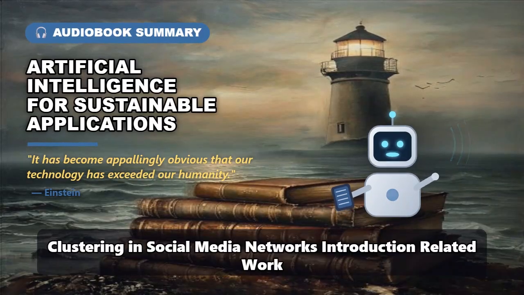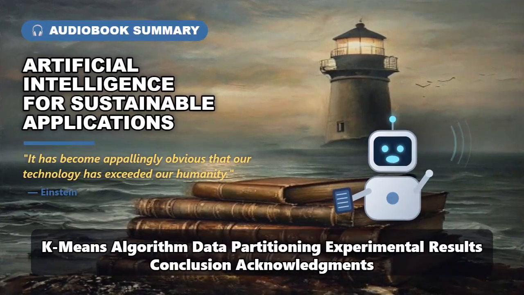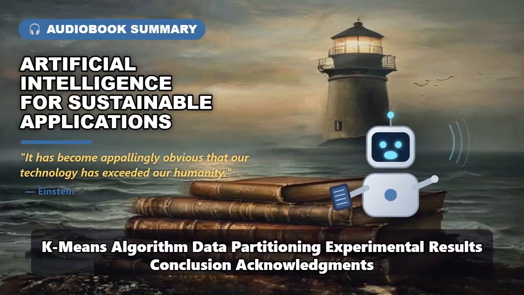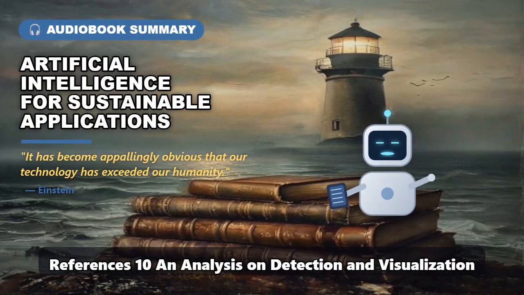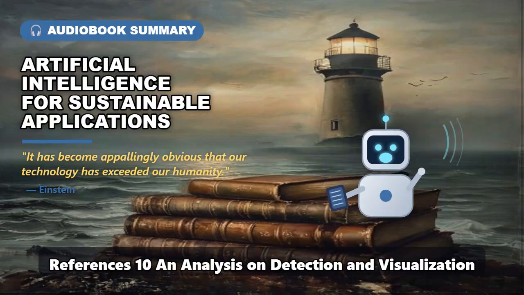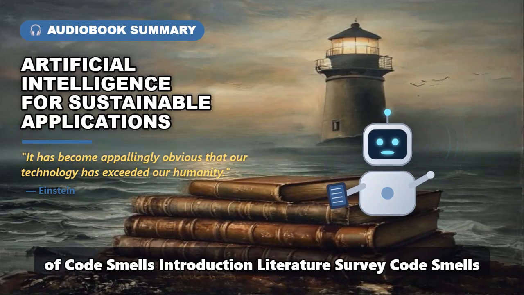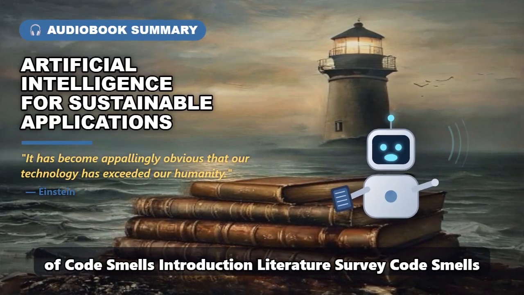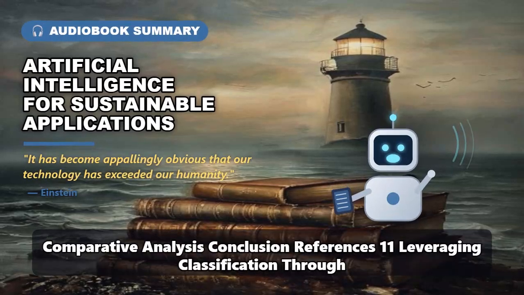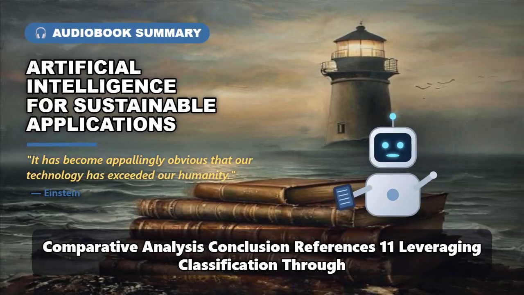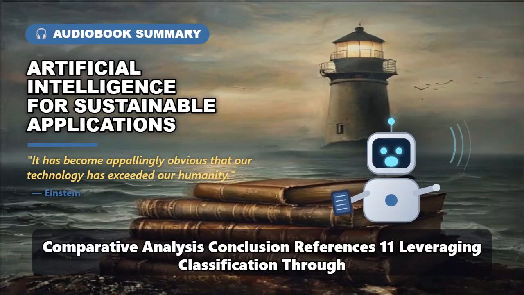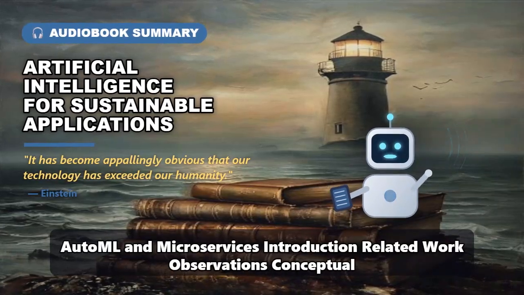Introduction. Related work. K-means algorithm. Data partitioning. Experimental results. Conclusion. Acknowledgements. References: 10. An analysis on detection and visualization of code smells. Introduction. Literature survey: code smells. Comparative analysis. Conclusion. References: 11. Leveraging classification through AutoML and microservices.